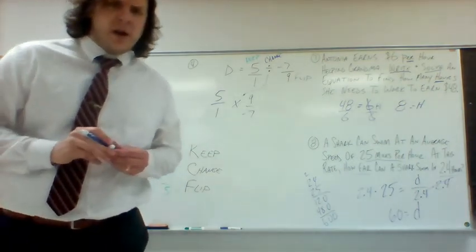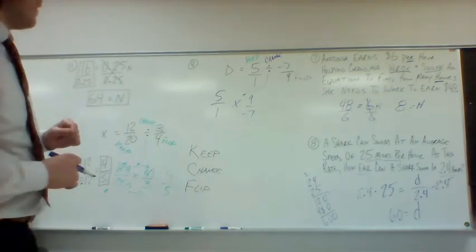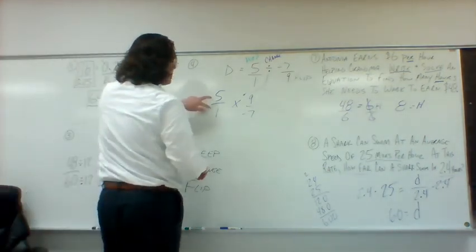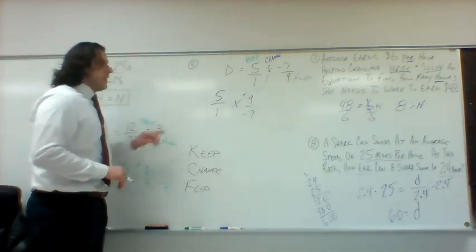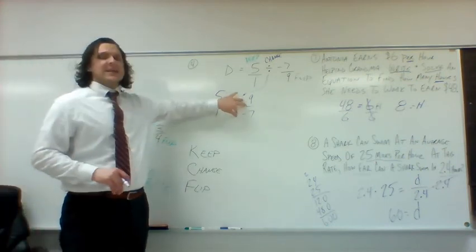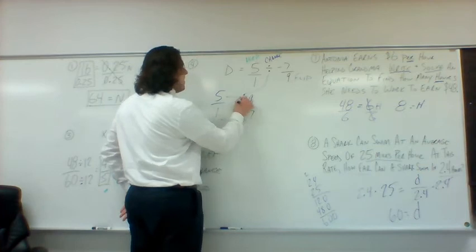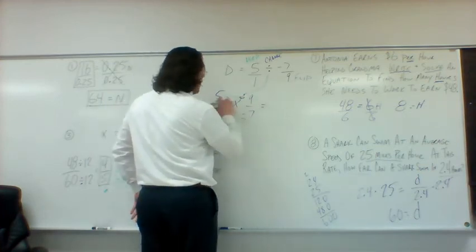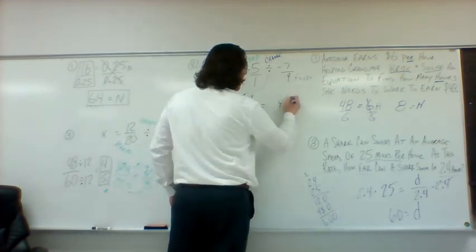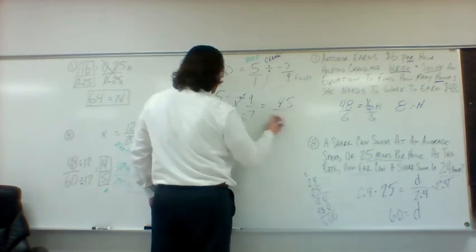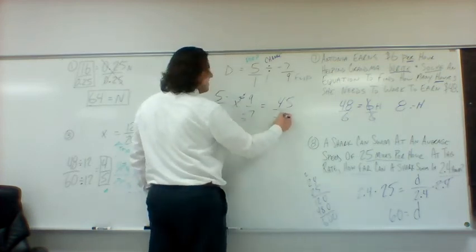Just as a reminder, this problem can only be done one way. We can't cross cancel right now. There's nothing to cancel. So we are going to times straight across, and then that will be our answer. 5 times 9 is 45, and I have a 1 times a negative 7, which is negative 7.